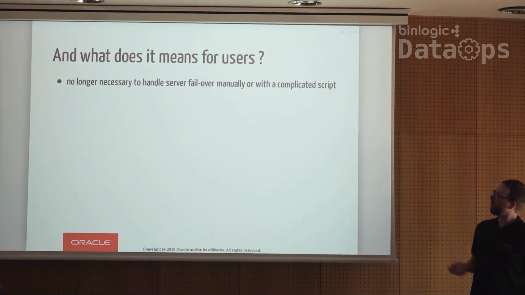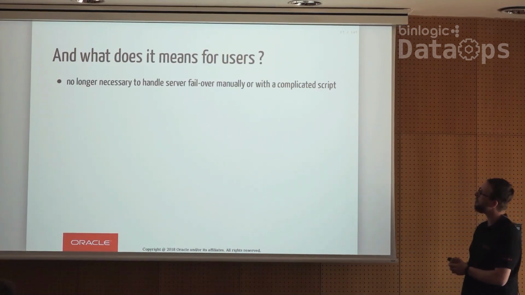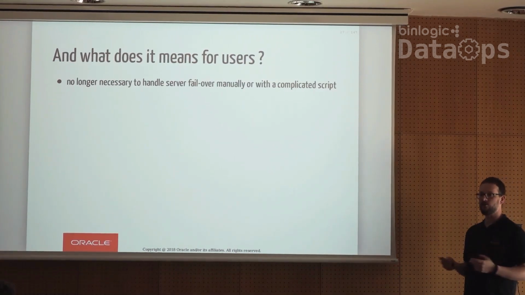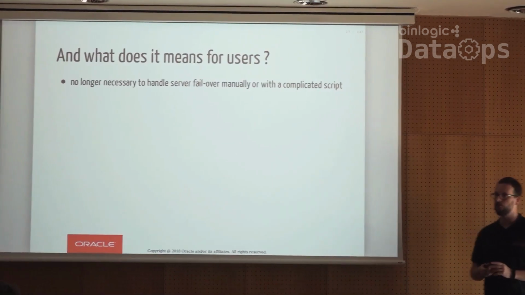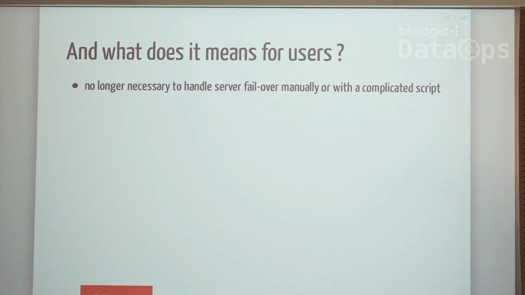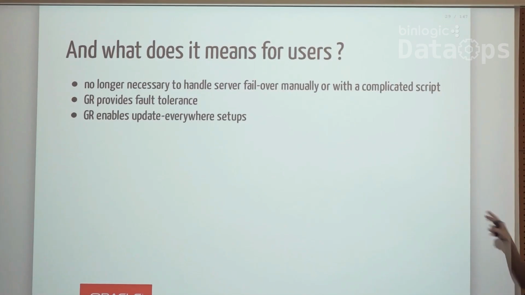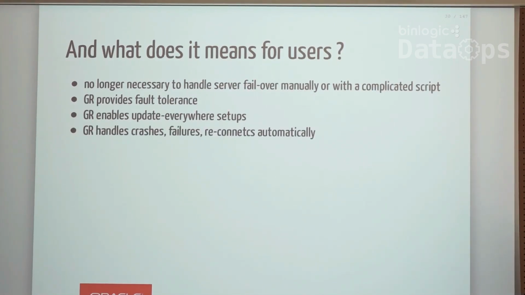So what does it mean for you, the users? You don't need to do failover manually, because people are still doing it sometimes, or use some complicated script to make the failover happen. This is not needed. The failover, you saw it in Mario's picture, happens automatically. So you have fault tolerance, depending on the number of nodes and the topology you have. You can update everywhere. This is not what I showed you, but it's possible. And I will come back to that in a few slides.